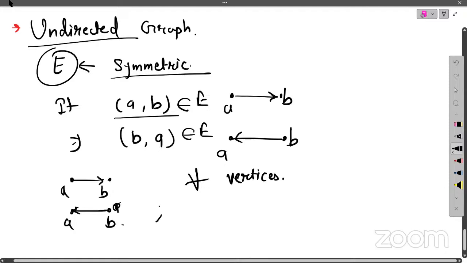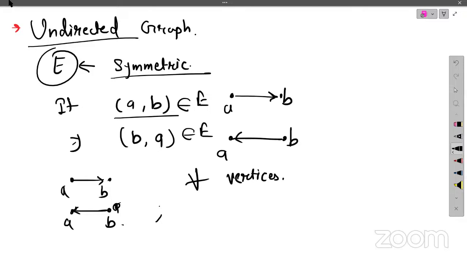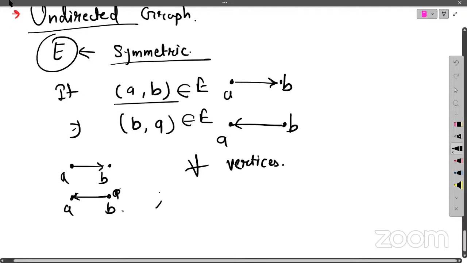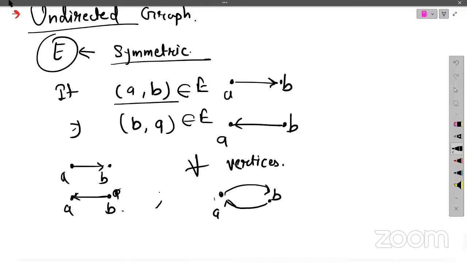Can you draw the diagram for an undirected graph and a directed graph? Yeah, I'll come to that, for both of them. See, if you consider any pair here in this undirected graph, there is an edge from A to B, right? And there is also an edge from B to A. So we have such kind of edges.